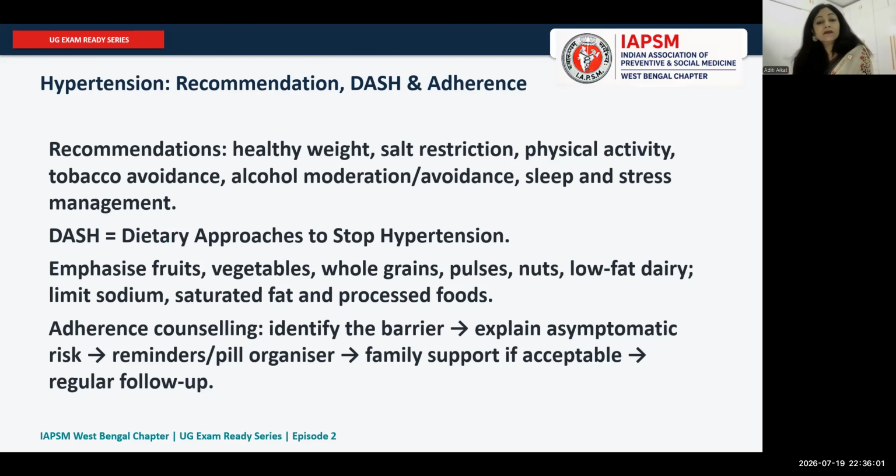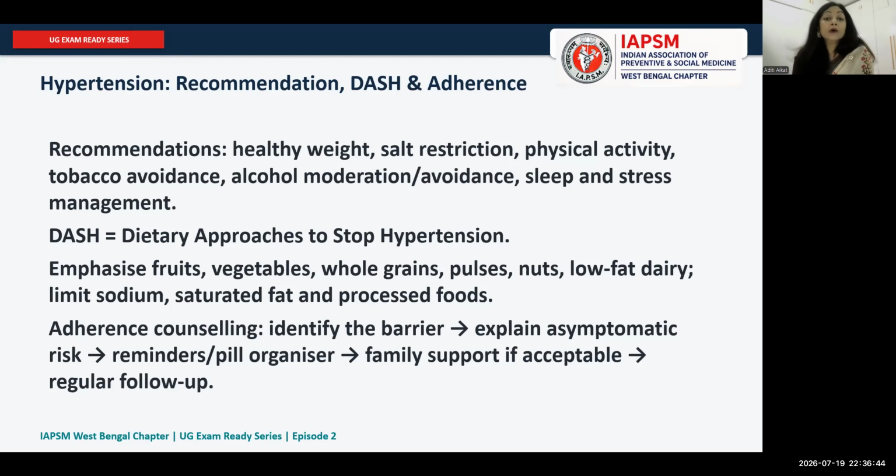Coming to DASH, it is the Dietary Approach to Stop Hypertension. It emphasizes the incorporation of fruits, vegetables, whole grains, pulses, nuts, low-fat dairy, and limiting the sodium while also limiting the saturated fat and abstaining from processed foods as much as possible. So it would be good to mention the number of servings, the number of grams of sodium restricted to qualify your answer even better.